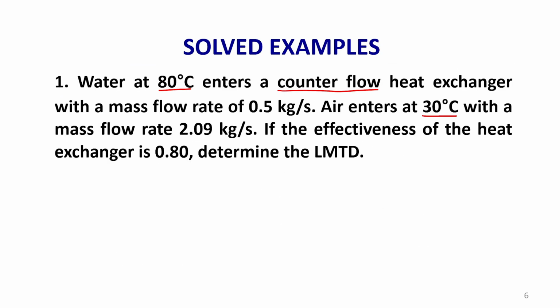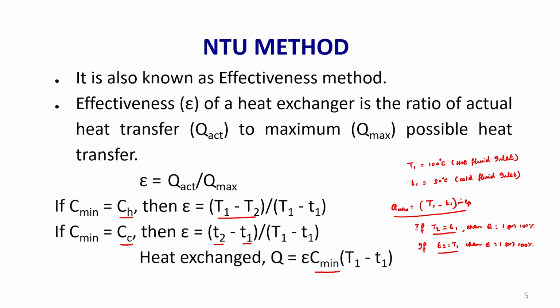Here, if C minimum equals CH, then the effectiveness of the heat exchanger is given. In the effectiveness formula, only 3 temperatures are involved. In the first effectiveness formula: capital T1, capital T2 and small t1. Because we know capital T1 and small t1, we can find capital T2. Similarly, in the second effectiveness formula, which pertains to the cold fluid C minimum heat capacity, small t1, t2 and capital T1 are involved. So it is very easy to find the other temperature, since we know the effectiveness of the heat exchanger also.